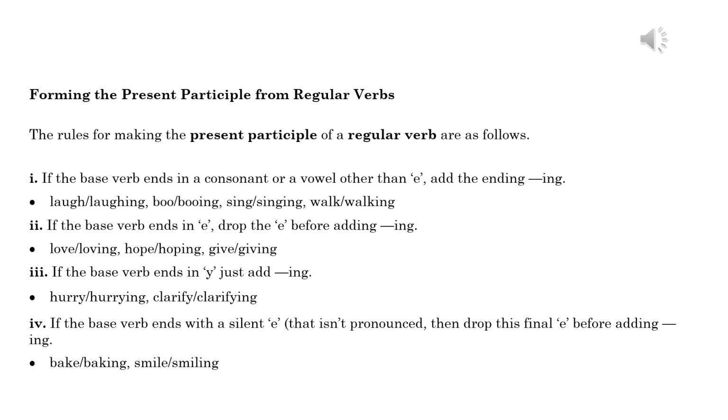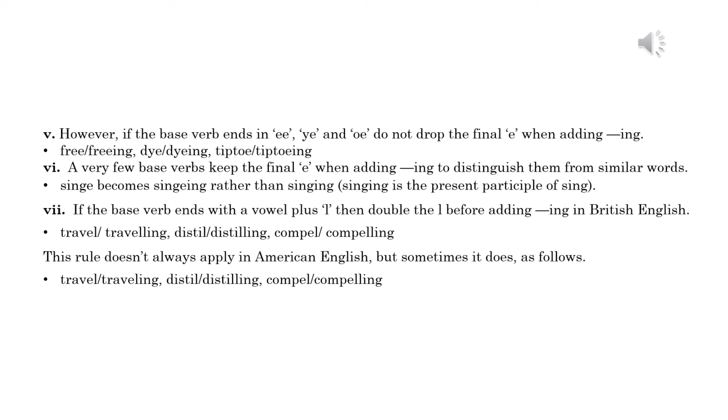4. If the base verb ends with a silent E that isn't pronounced, then drop this final E before adding ing. Bake, baking, smile, smiling. 5. However, if the base verb ends in ee, ye, and oe, do not drop the final E when adding ing. Free, freeing, die, dying, tiptoe, tiptoeing.